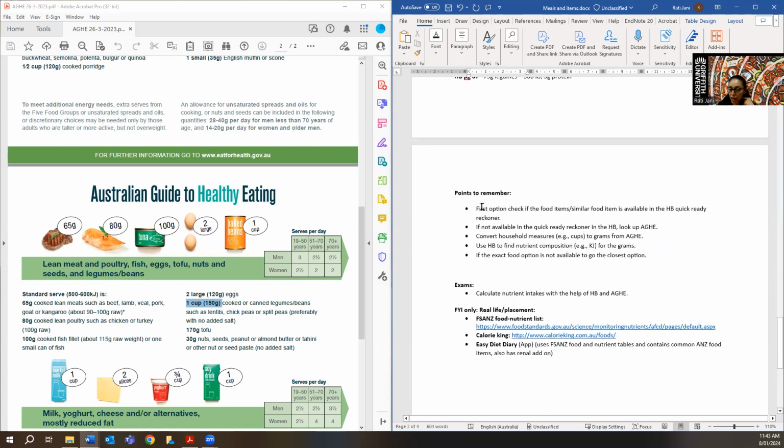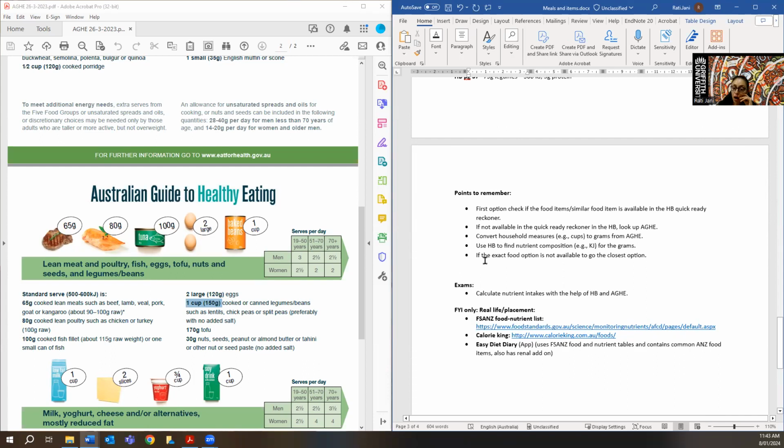So over here, I've just summarized the points. First, check if the food item is available in your quick ready reckoner. That's your first go-to source. If it is not available in the quick ready reckoner, then go to the AGHG first, then go to your detailed handbook ready reckoner. If you have household measurements like teaspoons and cups, AGHG is the document which helps you convert household measurements into grams.